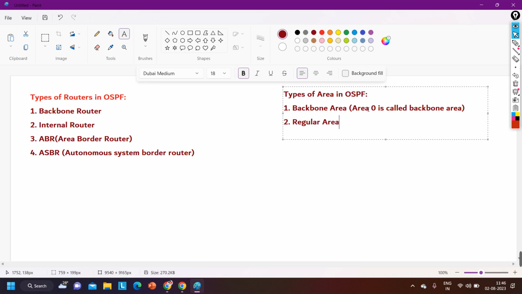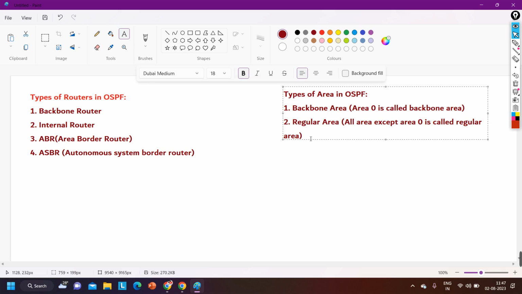So all area 0 is now known as backbone area, and all area except area 0, like area 1, area 2, area 3, area 100, area 500, any other area except area 0, is known as regular area. So if I'm talking about area 1, is area 1 regular area or backbone area?